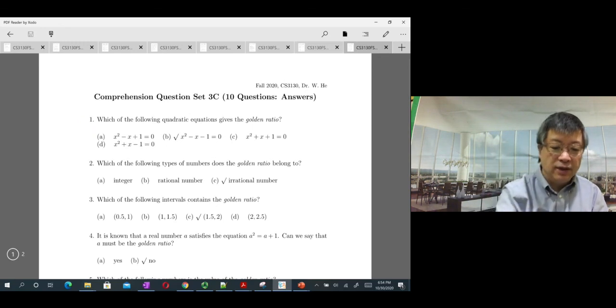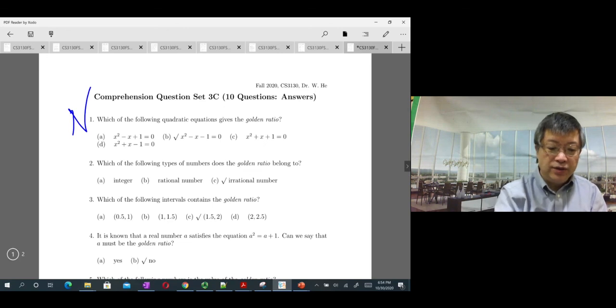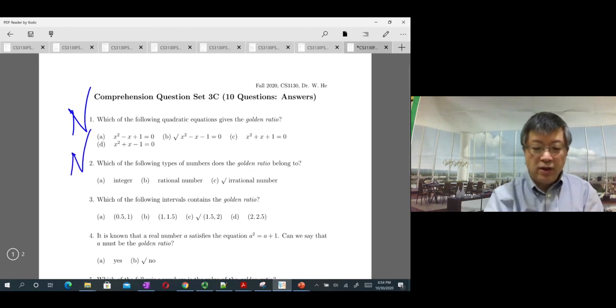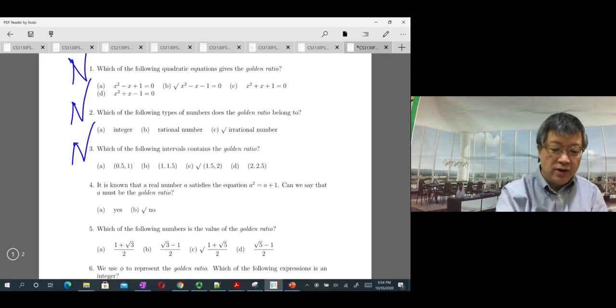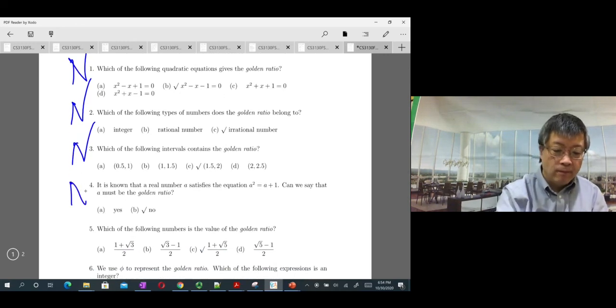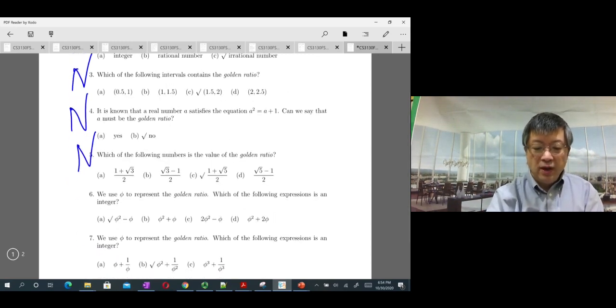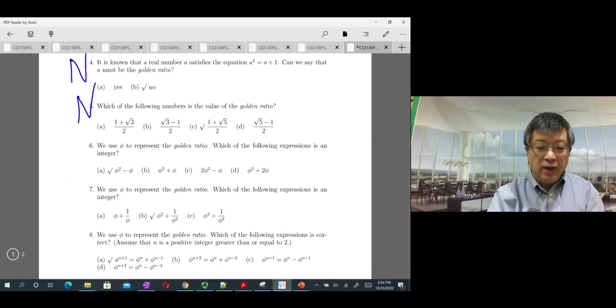Last set. Skip. Golden ratio basics, too basic, so we skip. All right.